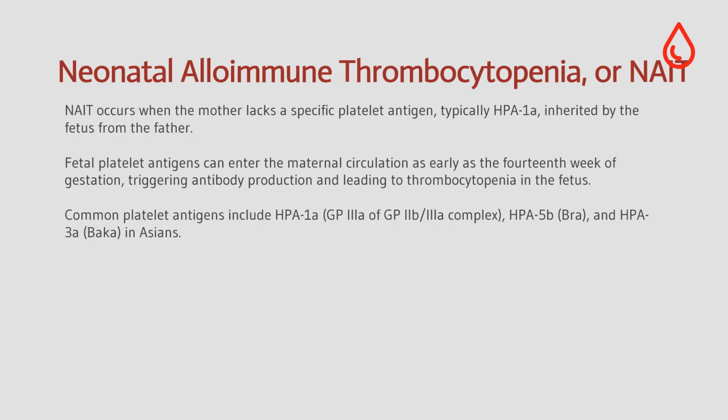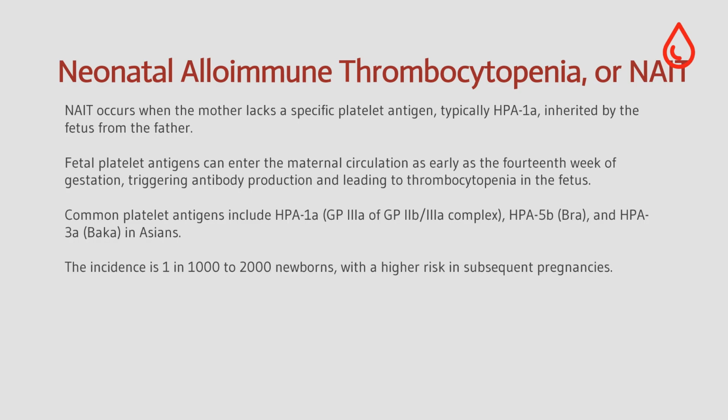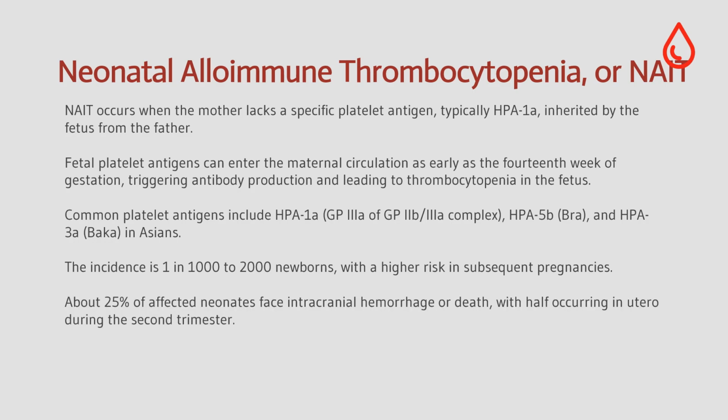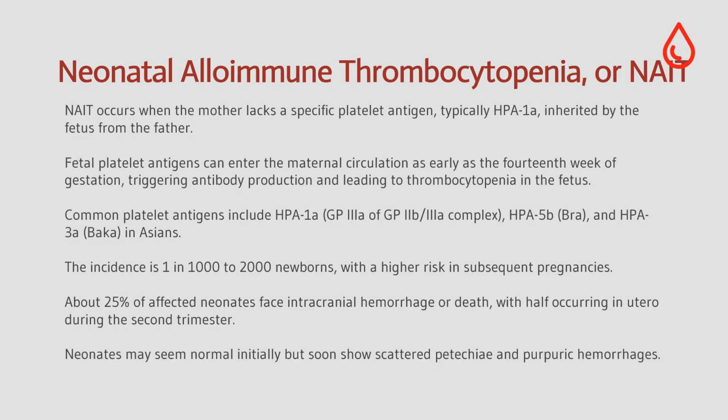Common platelet antigens include HPA-1a, GP3A of the GPIIb/IIIa complex, HPA-5b, BRA, and HPA-3a, BAKA, in Asians. The incidence is 1 in 1,000 to 2,000 newborns, with a higher risk in subsequent pregnancies. About 25% of affected neonates face intracranial hemorrhage or death, with half occurring in utero during the second trimester. Neonates may seem normal initially but soon show scattered petechiae and purpuric hemorrhages.